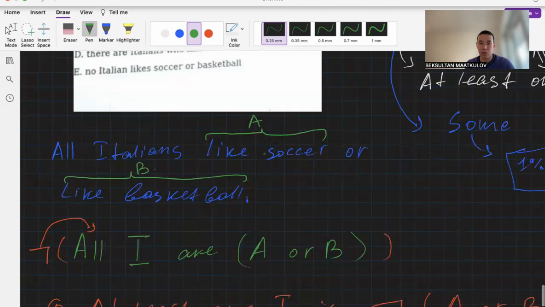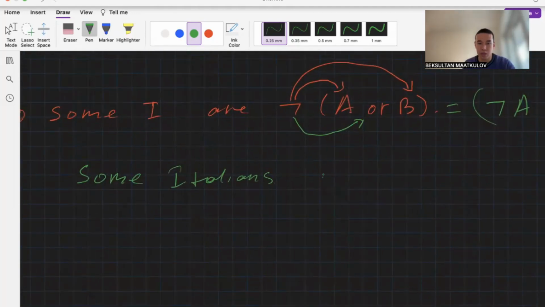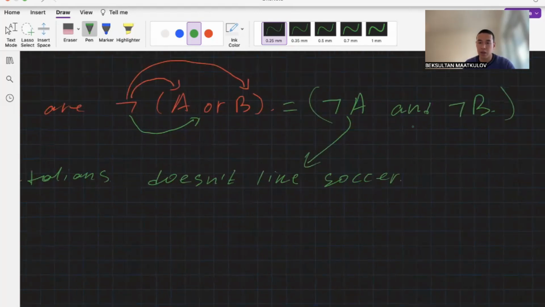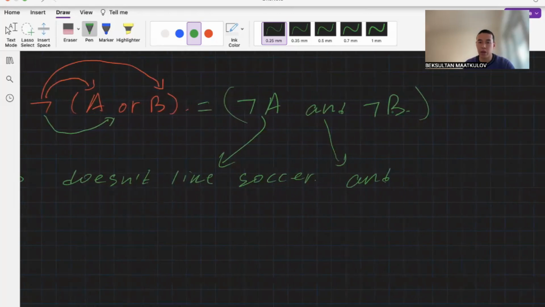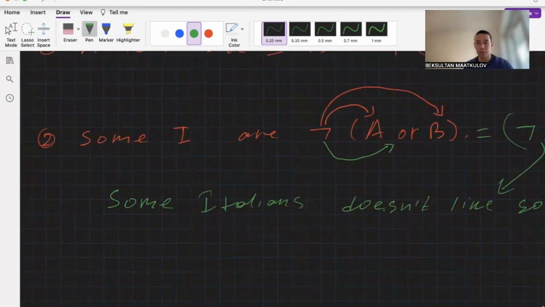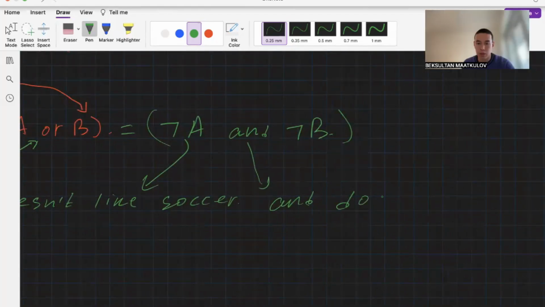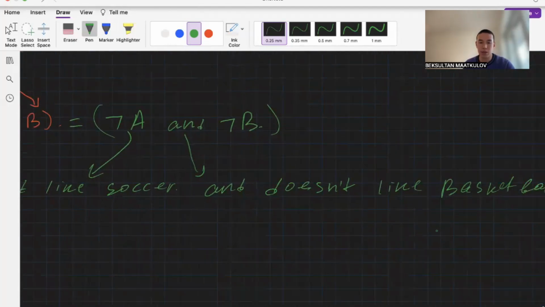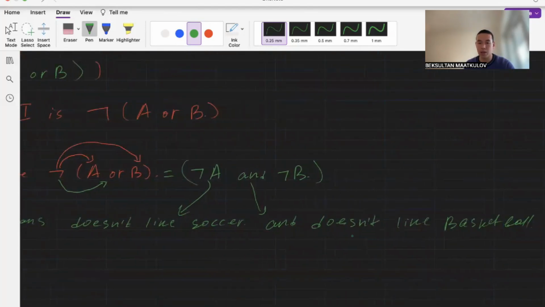For example, if our A was like soccer, what is our not A? Not A means doesn't like soccer, right? So you have some Italians doesn't like soccer. In our case, this is not A, and I'll rewrite and not B. What will be our not B? If our B was like basketball, what will be not B? Doesn't like basketball. Yeah, that's correct. And this is our answer, right? Some Italians doesn't like soccer and doesn't like basketball.